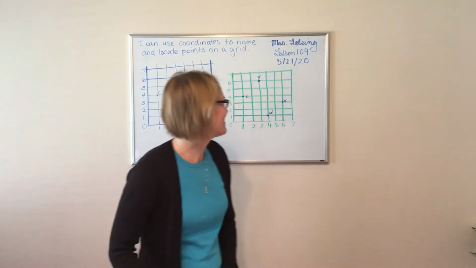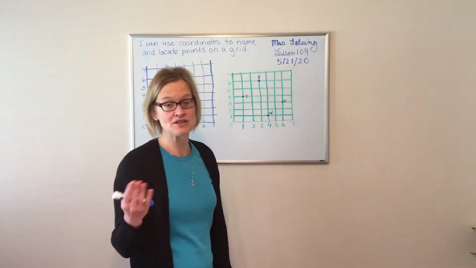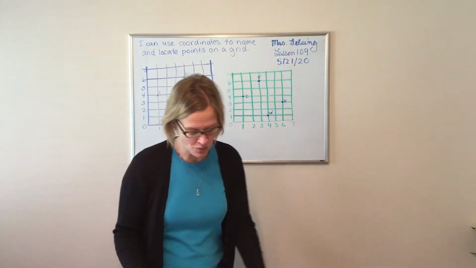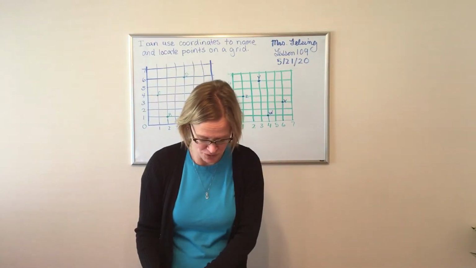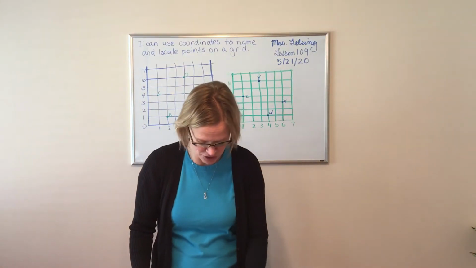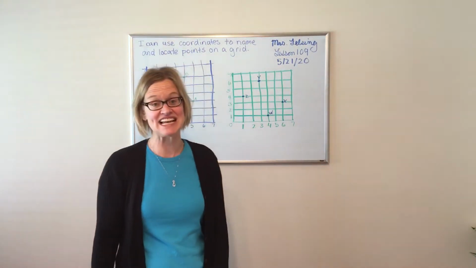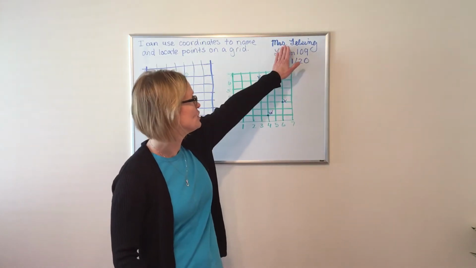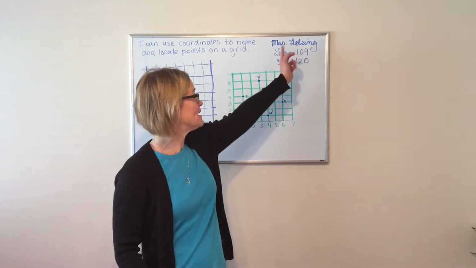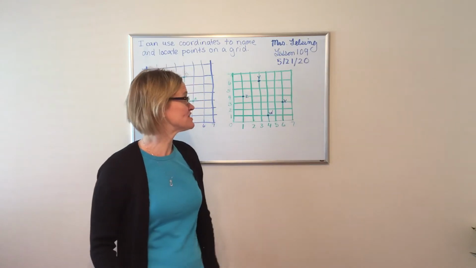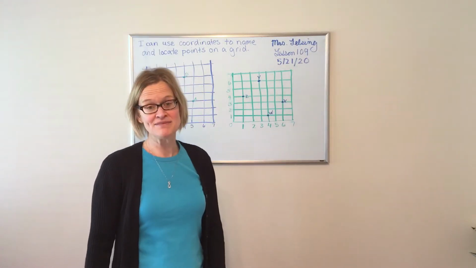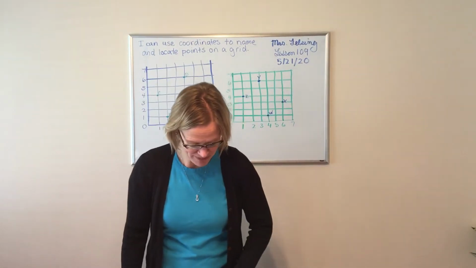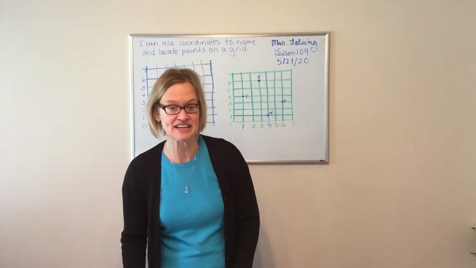All right, so you're gonna need something to write with, a piece of paper and your book. You want to open up your book to lesson 109. You're gonna turn to page 579. Make sure in the right-hand corner of your paper you have your name, lesson number, and the date, which is 5/21/20, May 21st. And I want you to make sure that you do turn to 579.